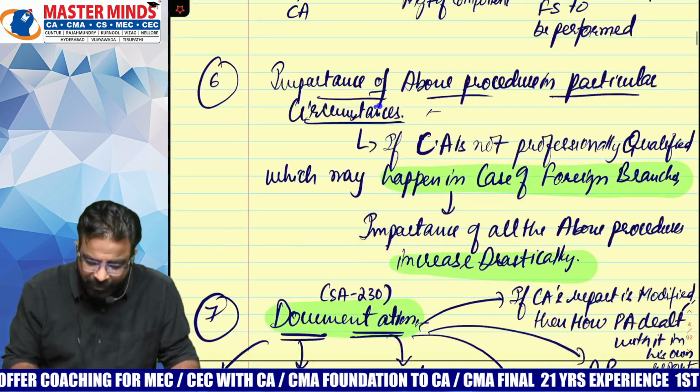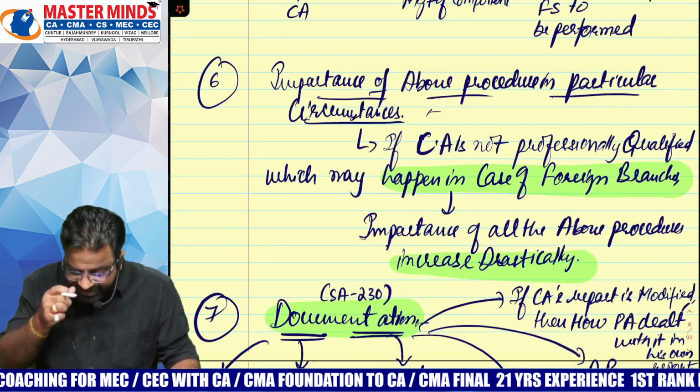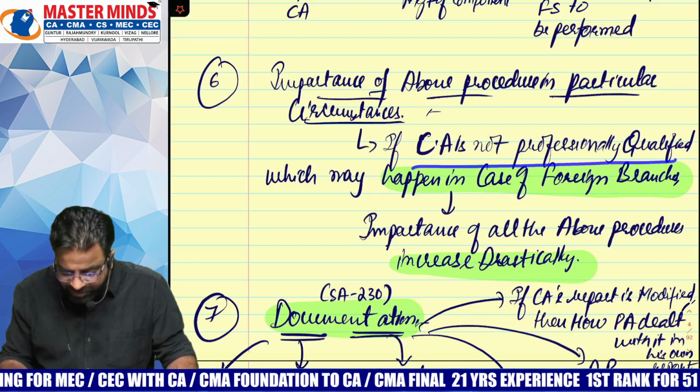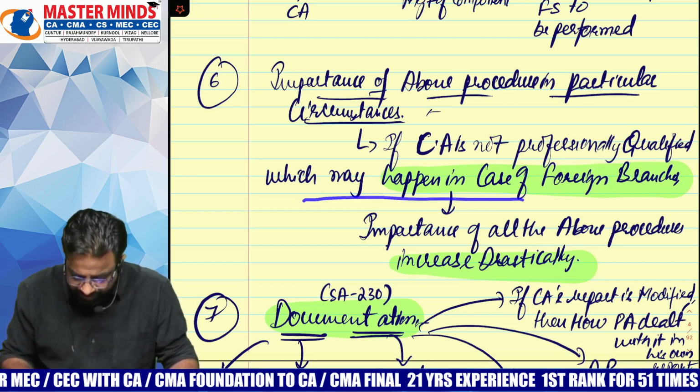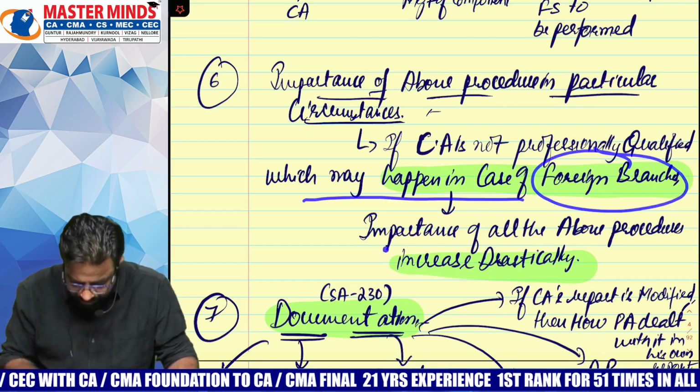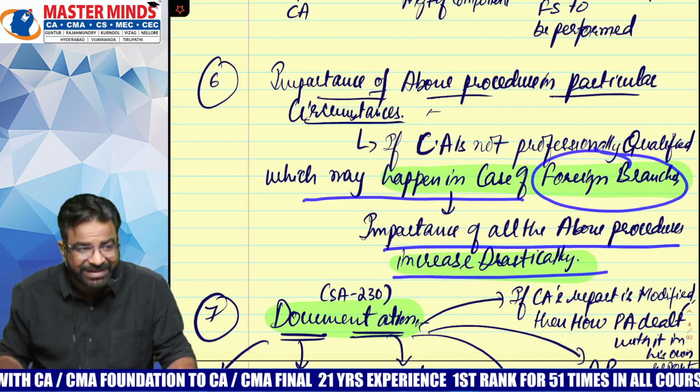Next point. Importance of above procedure in the particular circumstances. If the component auditor is not professionally qualified, which may happen in case of which branches? Importance of all the above procedure increase what?